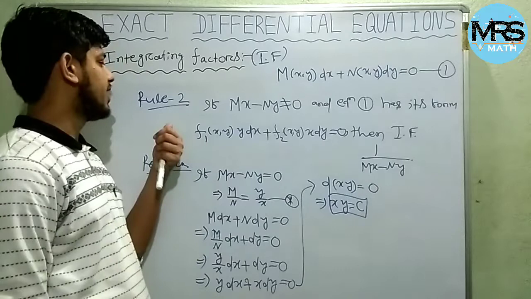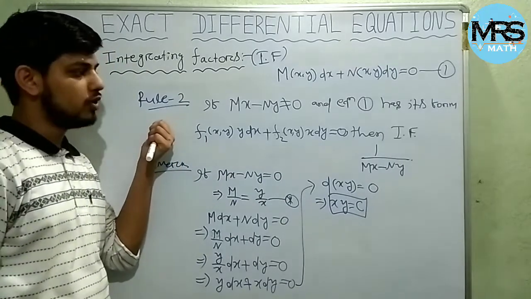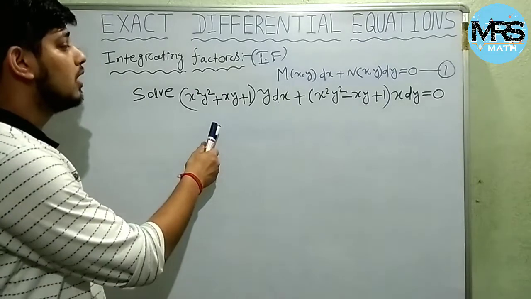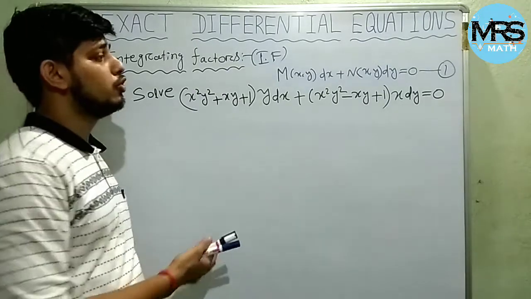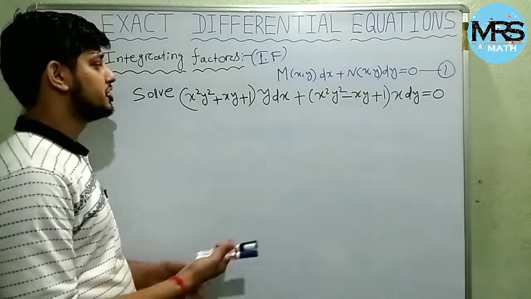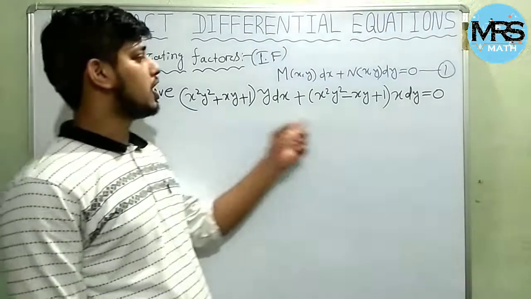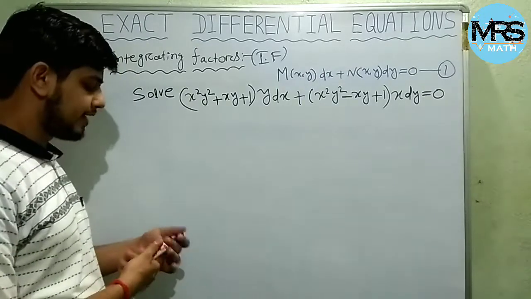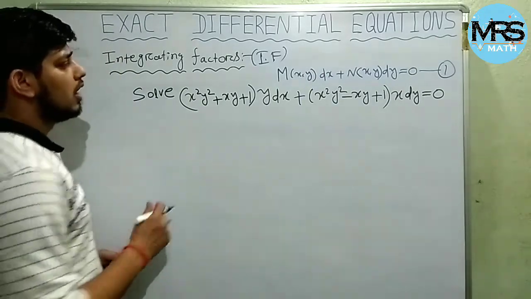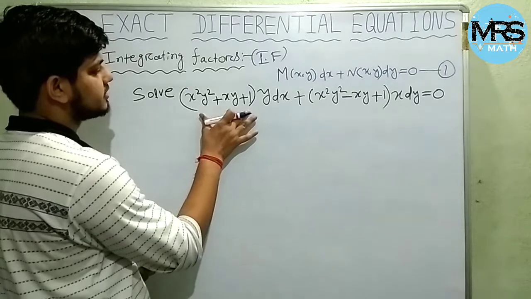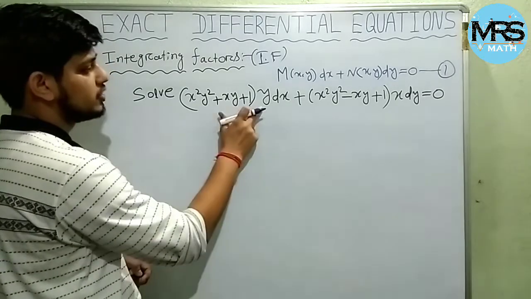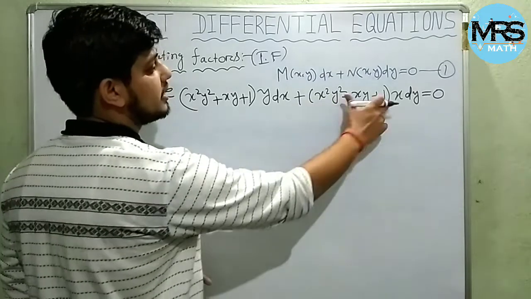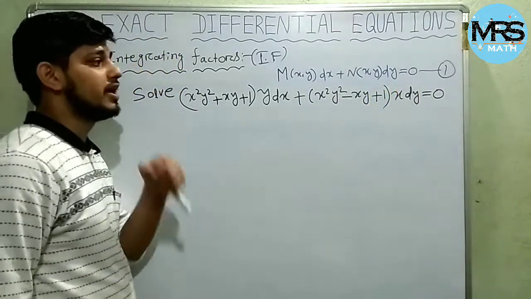So let us verify this rule number 2 with another example. This is an example to verify rule number 2. That means using rule number 2 we have to solve this differential equation which is not exact. Here you can see some function f1 of xy into y dx, and some function f2 of xy into x dy is equal to 0.